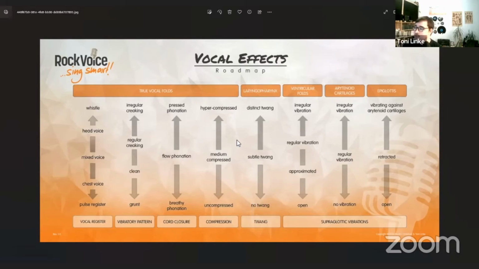The next three categories are supraglottic vibrations, so just means above the vocal folds. So we could have the false folds, ventricular folds, vestibular folds, vibrating irregularly, regularly, or not at all, either just being approximated or completely open. If I don't use my false folds at all, if I keep them open or passive, it sounds like this. If I approximate them more, the sound gets a bit pressed. But that's not the only sound that uses the false folds. If I do something like this, which is not pressed, the false folds are still approximating. So there's different contexts that we need them for.